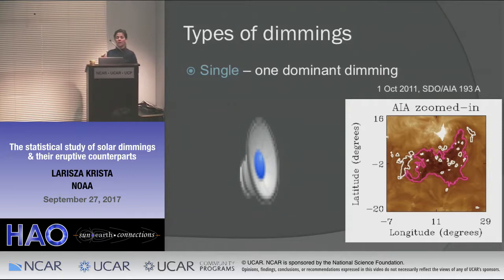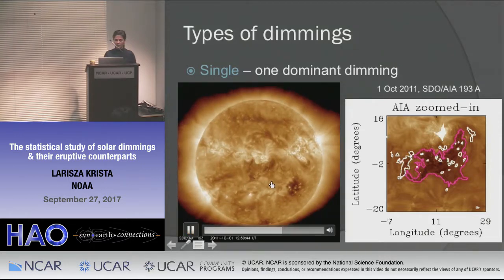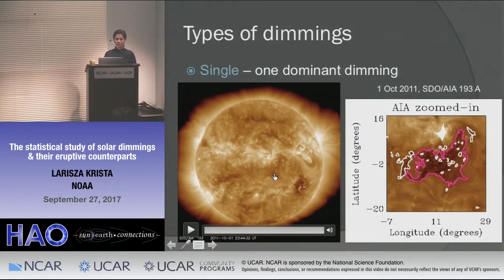The definition is that you have one large dimming. You might have little fragments around it. They might be evolving, changing in time, but the requirement is that you have one big dimming. So this is the first example I showed near the disk center, one large region evolving over time.